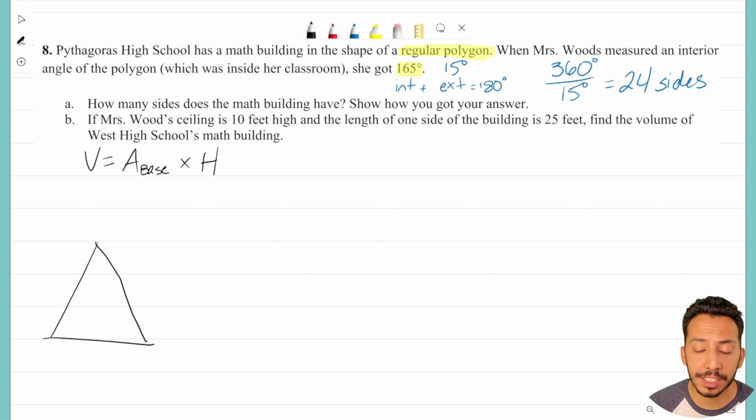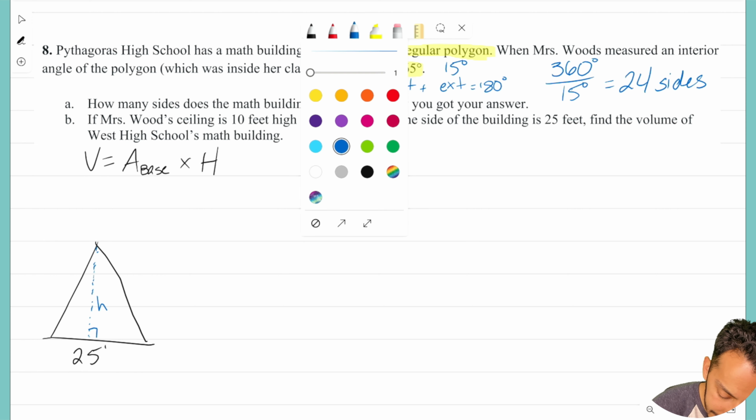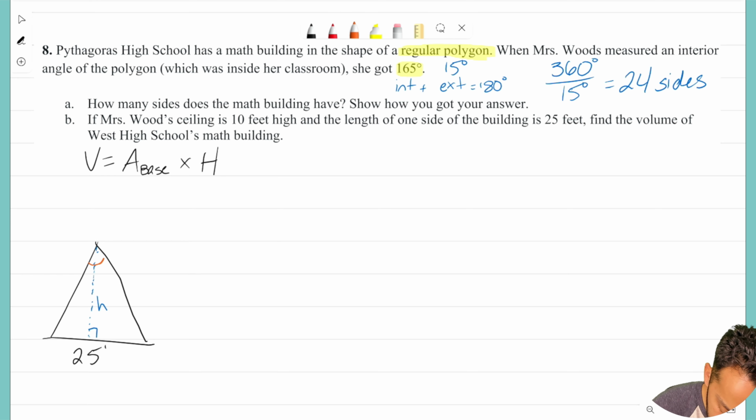Now, we have a method to doing this, right? The area of a triangle is easy. I need to know the base. And look, I know that the base is 25 feet. They told us that the side of the building is 25 feet. I'm going to need to know the height, and unfortunately, I don't know the height just yet. But I think I can get that because I can also find this angle here at the top. That's a central angle there in the center of the circle that's going to be formed in that 24-gon.